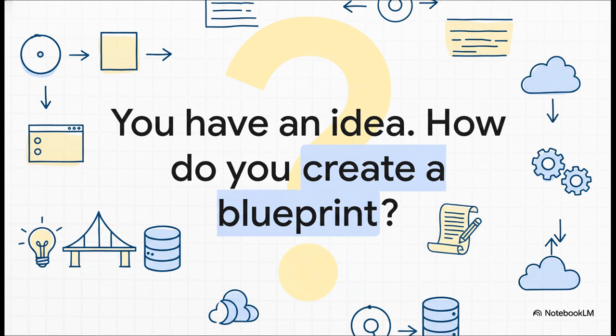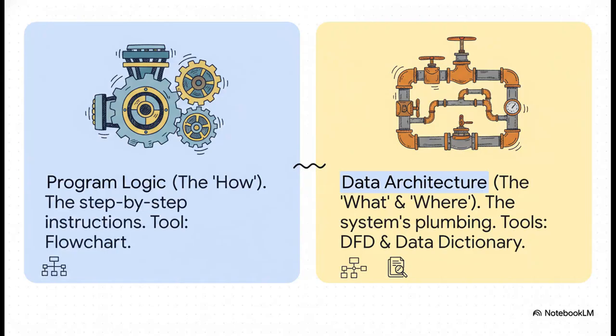Well, the answer is all about documentation. We have to create the blueprints for our system before we write a single line of code. To do that, we need to get our heads around two really key concepts. On one side, you have program logic. That's the how, the step-by-step instructions. We'll get to that later with flowcharts. But today, our focus is all on data architecture. This is the what and the where. So, if the logic is the engine of your car, then the data architecture is the plumbing. And for that, we're going to use two main tools, the data flow diagram and the data dictionary.